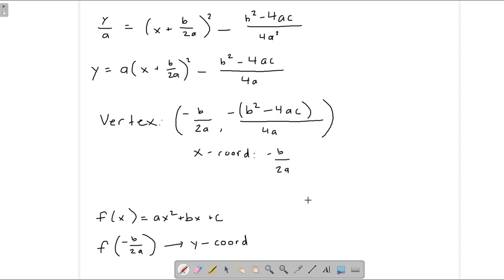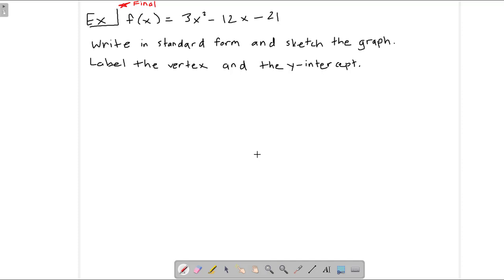and then it should make more sense after that. Okay, so let's take a look at an example that I pulled from one of the past final exams. f of x equals 3x squared minus 12x minus 21, and we're supposed to write it in standard form, or vertex form, and sketch the graph, and then label the vertex and the y-intercept. So I'll first do it by completing the square.